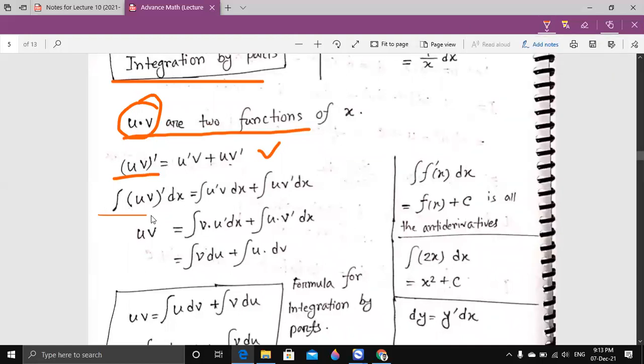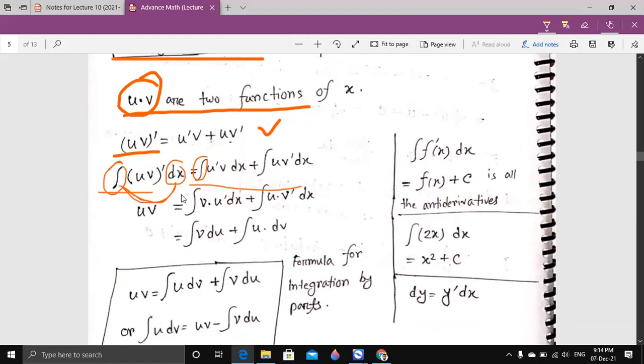Now if we multiply the integration sign on both sides, you see here, then we get the integral of (uv) derivative dx. When we take integration, we must take dx. Integration and dx are together. So we multiply integration on both sides, and on the right side it will be the integral of u derivative v dx plus the integral of u v derivative dx.